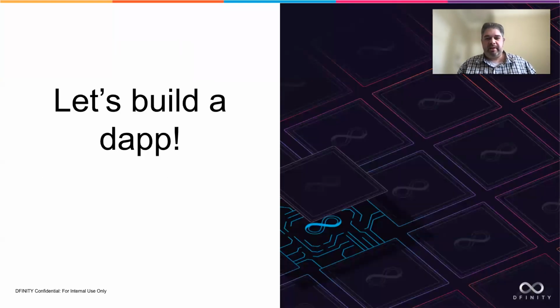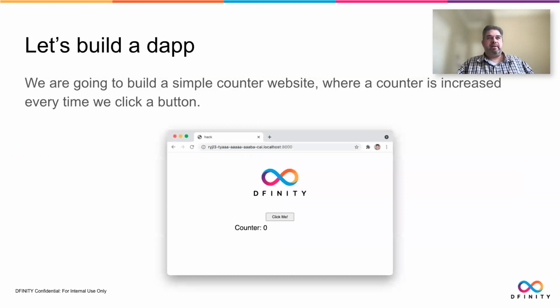But this is really what this session is about. It's building a DApp, and let's get started with that. The DApp I'm going to build here is very simple. It's just a counter. We are going to use the default DApp you get when you run the dfx new command. And instead of the hello world that the DApp usually features, we're going to turn it into a counter. The functionality is very simple: you click a button, and then the counter counts one up.